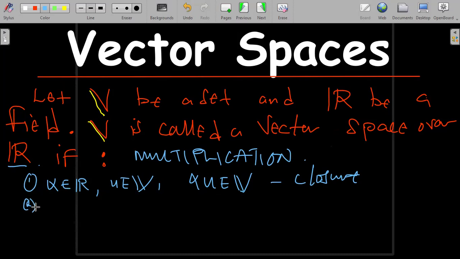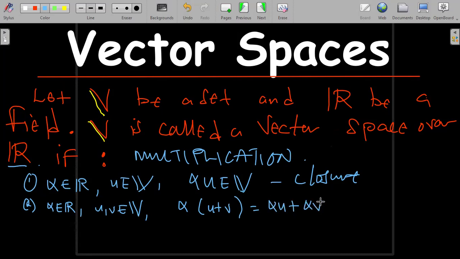And then the second condition is that if I have the scalar as a member of this field here, so I'm representing that field by this arrow, then if I have alpha as a member of this field, and then I have two vectors u and v as a part of this set, then alpha multiplied by u plus v should be equal to alpha u plus alpha v.